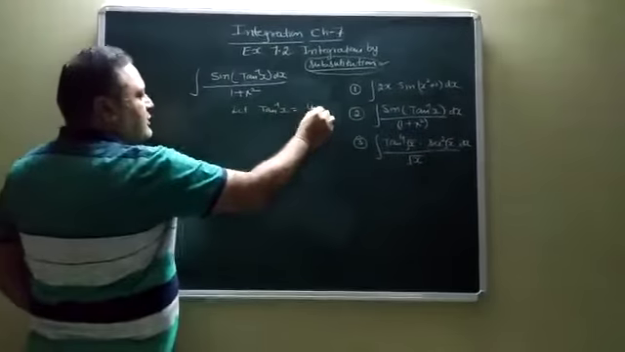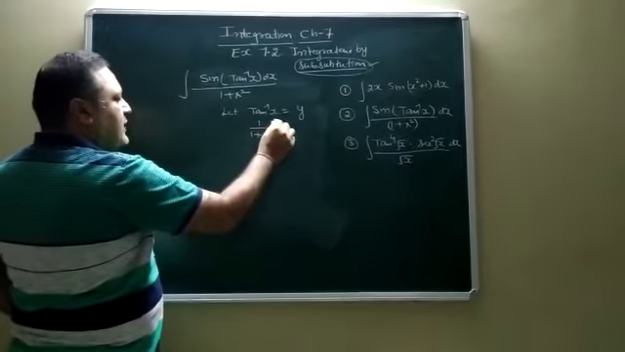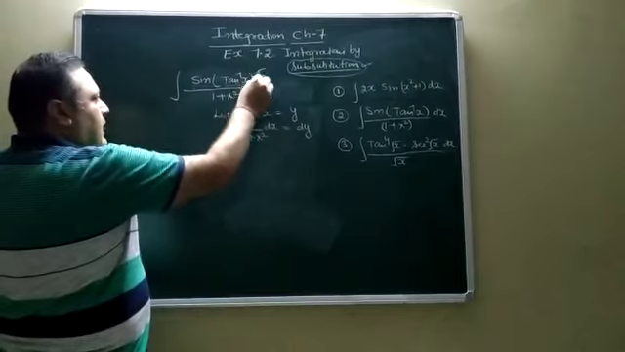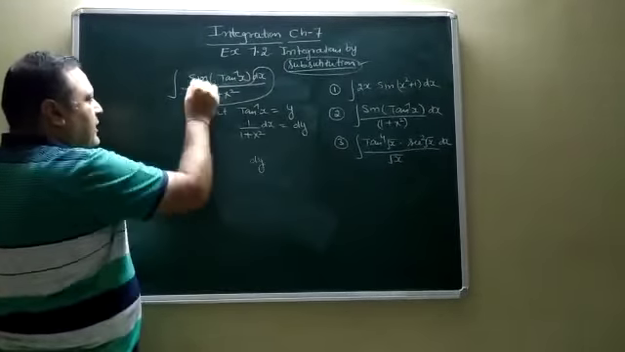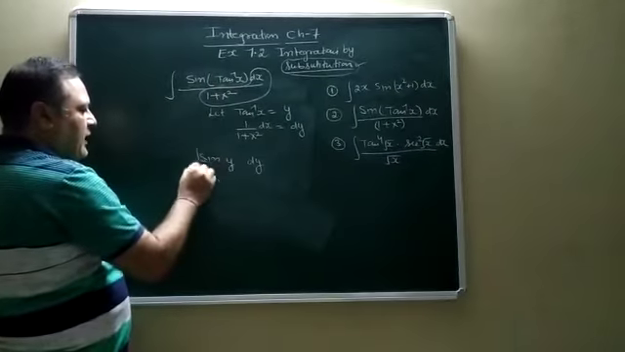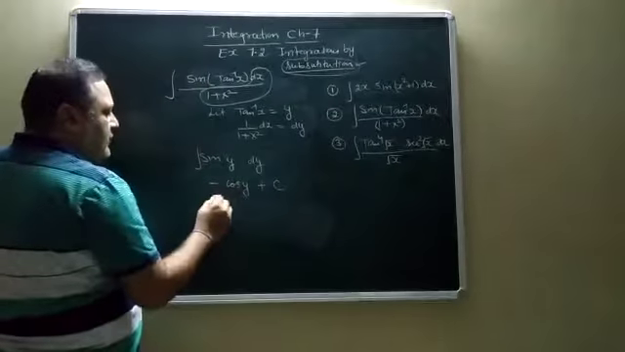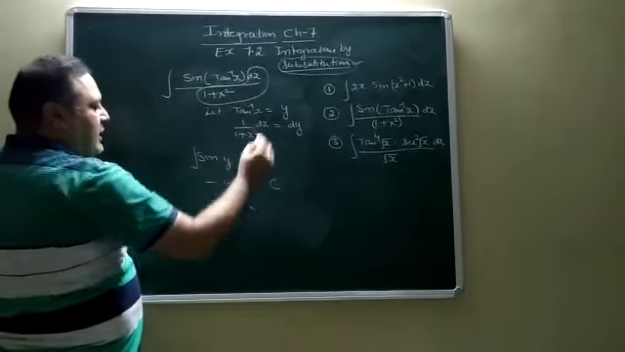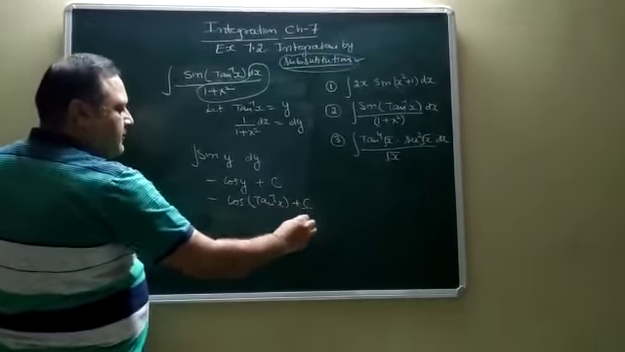Let tan inverse x be equal to y, so its derivative 1 upon 1 plus x square dx is equal to dy. That is, dx upon 1 plus x square is equal to dy. It is sine, and tan inverse x is equal to y. Its integration is minus of cos y plus c, where c is the constant of integration. Cos of y, the value of y is tan inverse x, plus c.